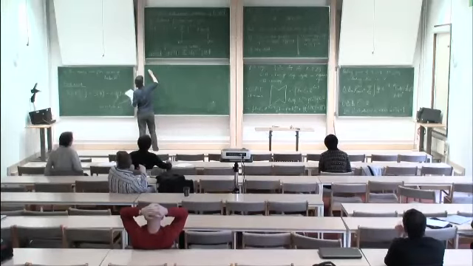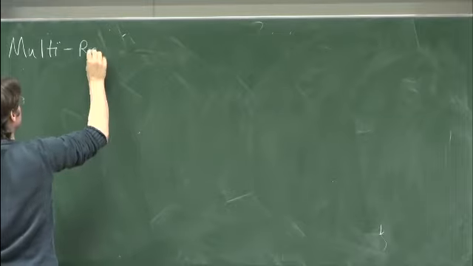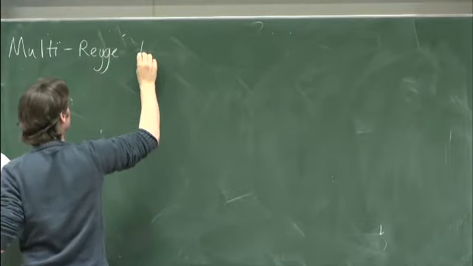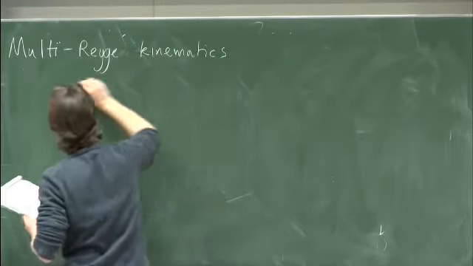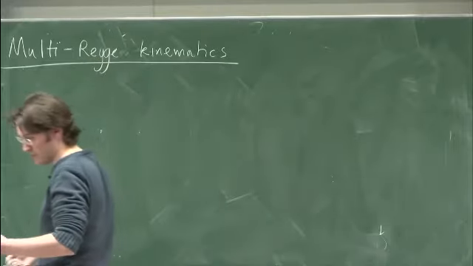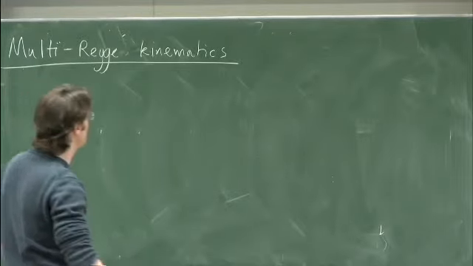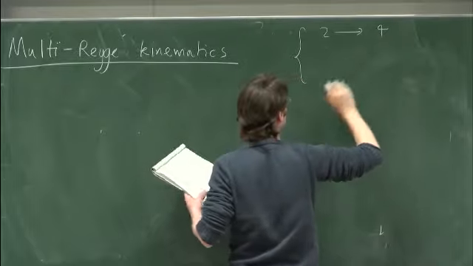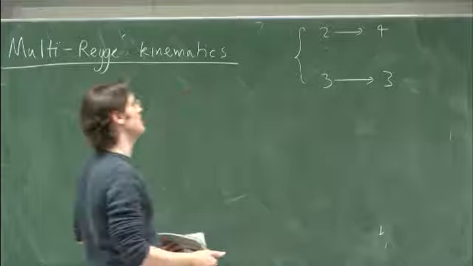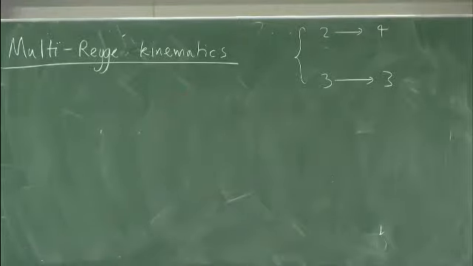So then there's also the issue, you can look at a specific limit, with the multi-Regge kinematics. This comes in two flavors, which I'm not going to distinguish too much, but you can look at the 2 to 4 limit, or the 3 to 3 limit. These are two different analytic regimes for this scattering amplitude.